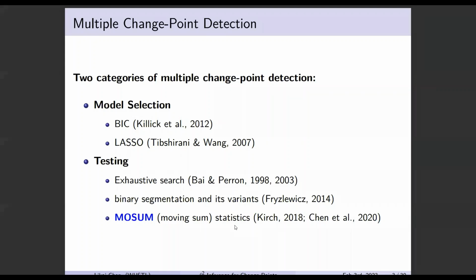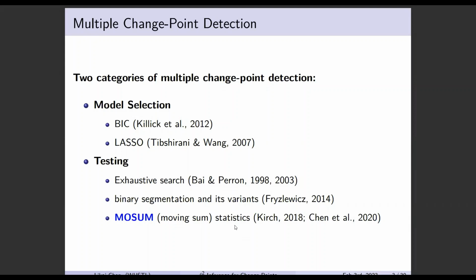The first one is related to exhaustive search, which is essentially to search all the potential break locations. Such a method is computationally expensive. There are some dynamic algorithms invented to speed up the procedure. Another popular approach is based on binary segmentation. Well, today I will focus on the moving sum statistic.